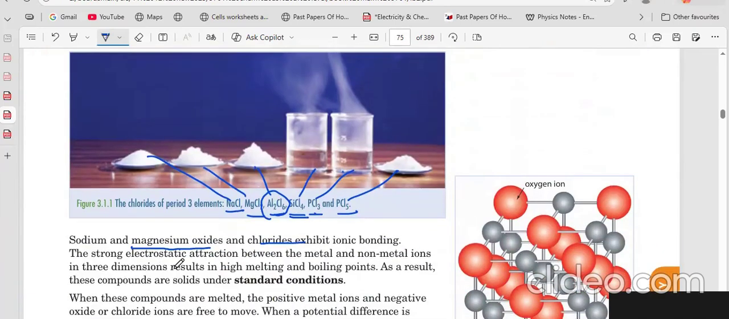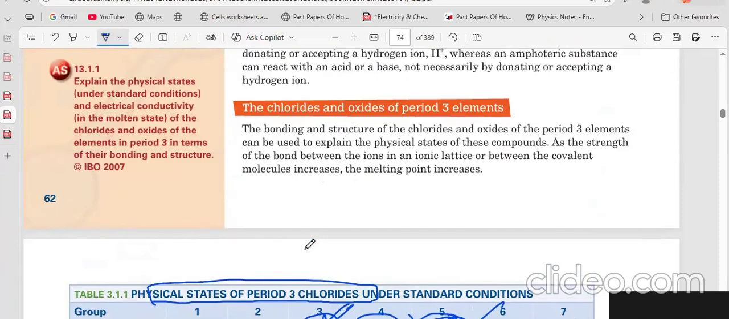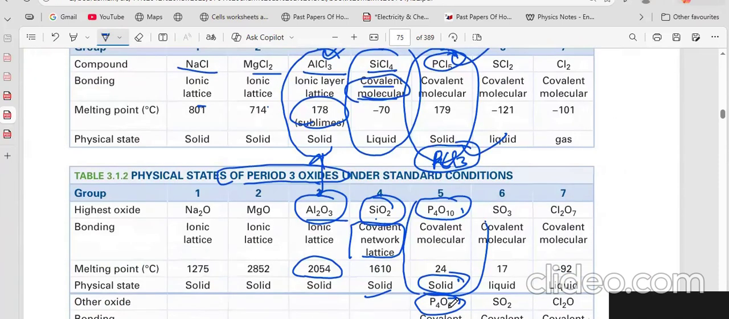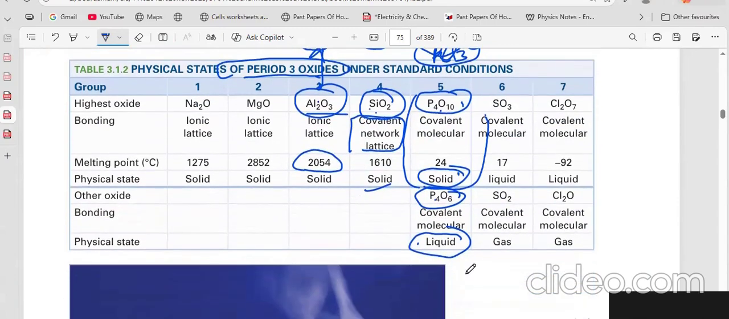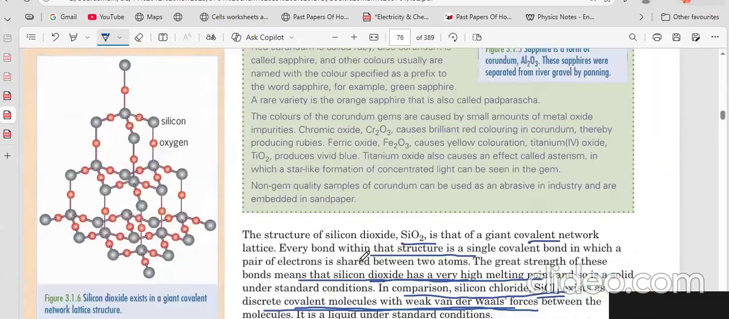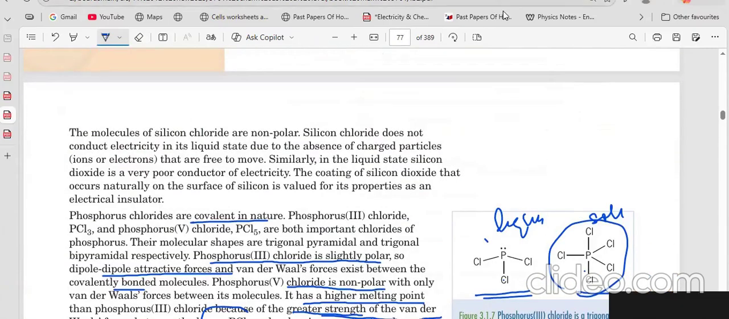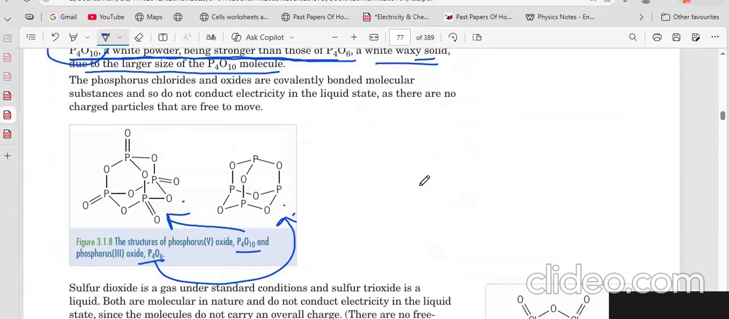Magnesium, sodium and all these are ionic, but we see the comparison. I'm comparing PCl5, PCl3, P4O10, SiCl4, and SiO2, AlCl3 and Al2O3, and so on. Their structures, their properties.